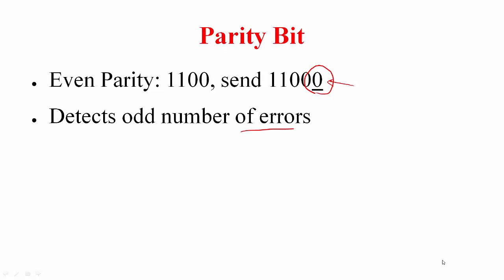So parity bit can detect any odd number of errors because with this the parity will not match anymore. And unfortunately it cannot correct any errors because you just have one bit and it does not give you any indication of where the error has occurred. Wherever the error has occurred, it just shows that the parity does not match.